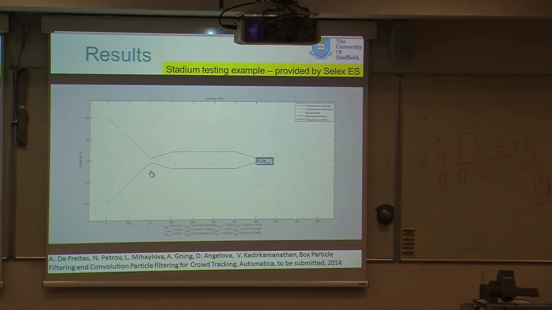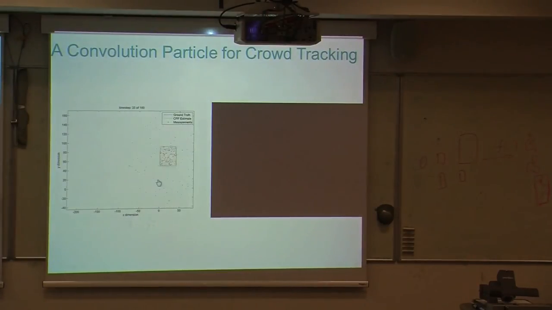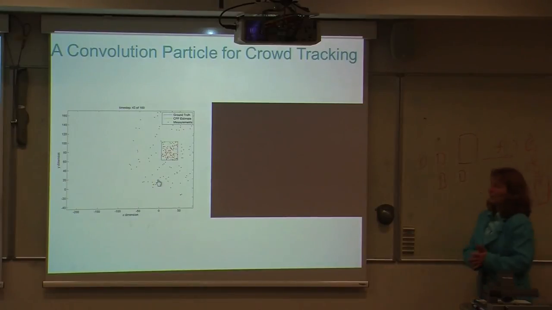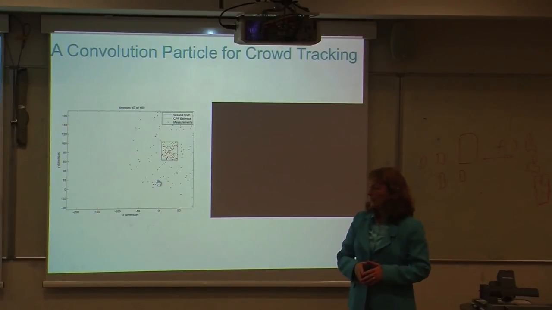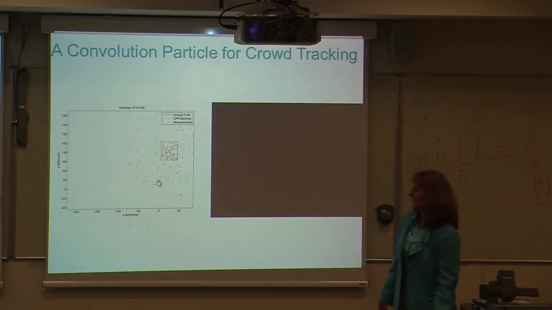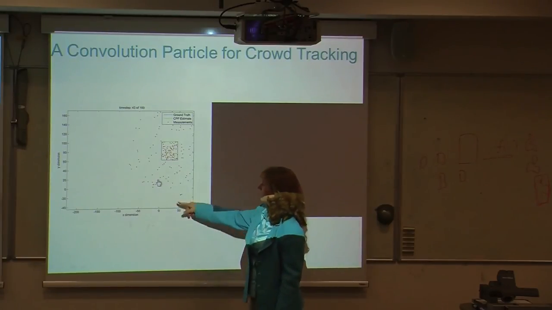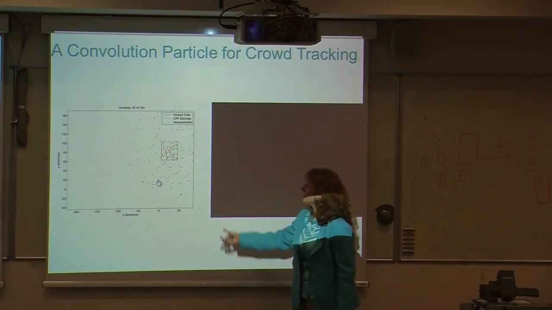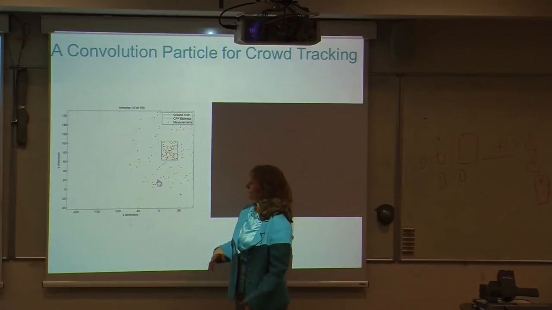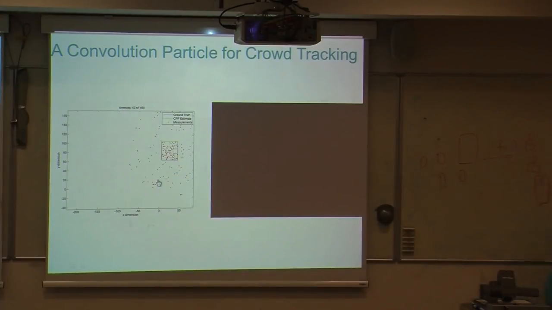We did some work, and I'll show you mainly the videos, with a filter which is called the convolution filter, which does not necessarily need to have a likelihood function in an explicit form. These are called likelihood-free algorithms, so you don't necessarily have a form for it. What we see here with that filter is a case, again, with lots of clutter, so that's noise, and then this is the crowd. It's difficult to visually distinguish which is the crowd and which is the noise. So that's with the convolution filter.